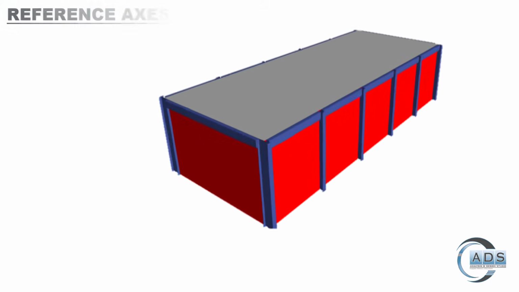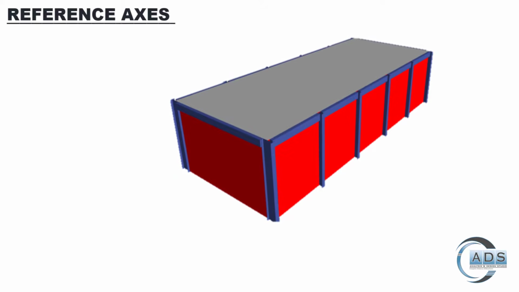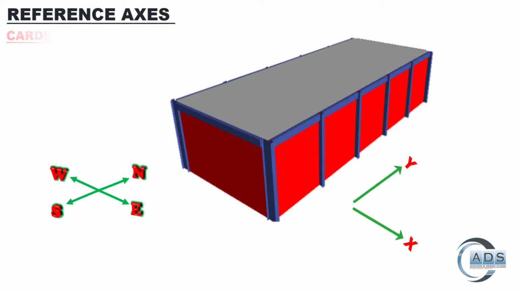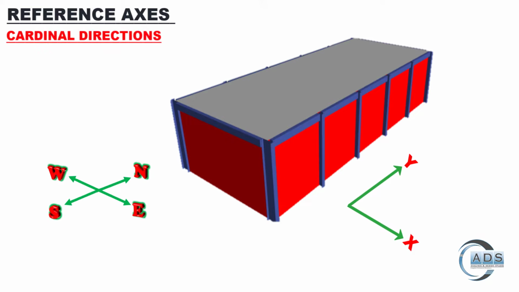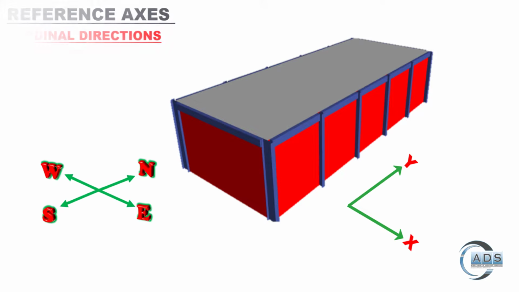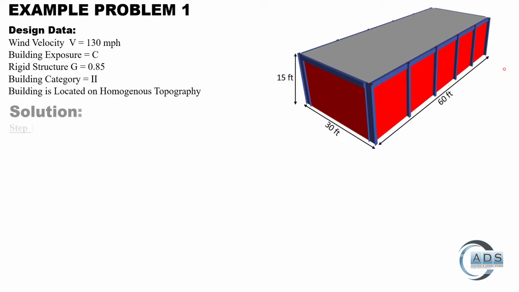Alright. To understand the wind direction easily, we will take the help of cardinal directions, meaning north, south, east and west directions. We can see that the north-south line is parallel to the y-axis and the east-west line is parallel to the x-axis. These cardinal directions will be useful for the wind load reversal cases. So let's go for the solution.